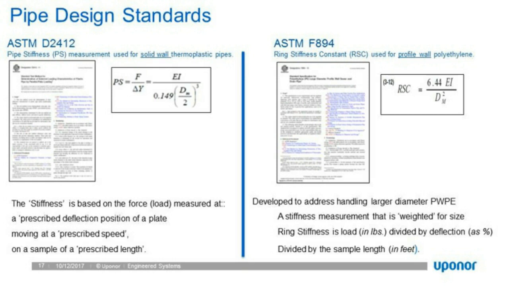Now on the screen you can see a screenshot of ASTM D2412, which deals with pipe stiffness, and then ASTM F894 that deals with profile wall. As you can see there, the stiffness in D2412 is based on the force or load measured at a prescribed deflection position of the plate moving at a prescribed speed on a sample of prescribed length, whereas F894 is developed to address handling of larger pipes. And it's a stiffness measurement that is weighted for the size. The ring stiffness load is divided by the deflection as a percentage and then divided by the sample length in feet. So very different ways of measuring stiffness.